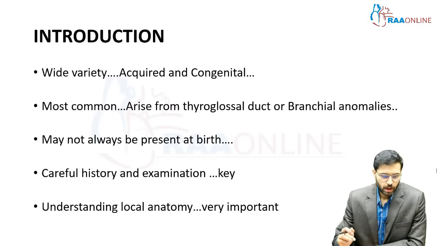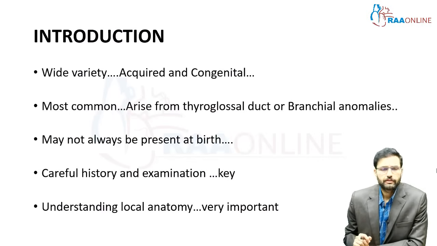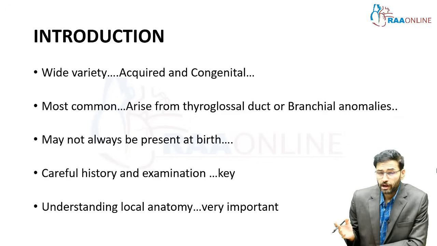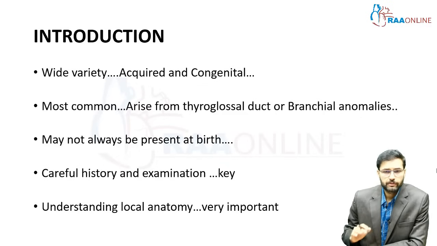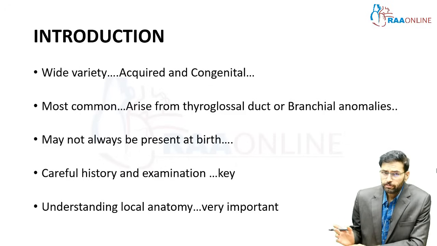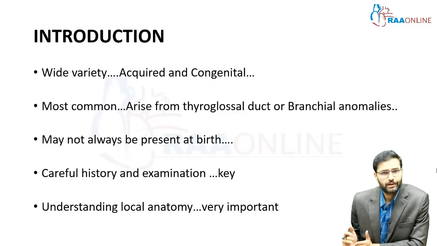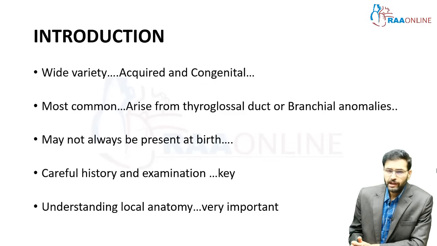Now, there are a wide variety of neck cysts that are noted in children. They can either be acquired or congenital. Most common ones are those which arise from a persistent thyroglossal duct or from branchial anomalies. They may not always be present at birth, mind you. They can manifest themselves at varying age groups, and a careful history and examination is key to identify the type of cyst or a sinus or a fistula. Understanding local anatomy is very important with regard to identifying its etiology, its course, as well as excision.